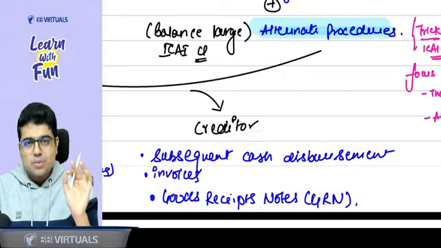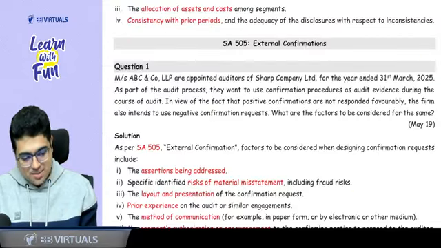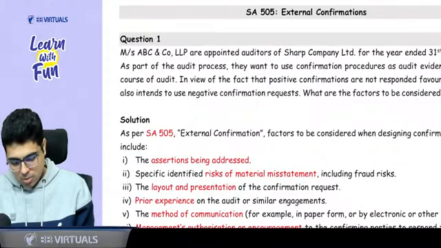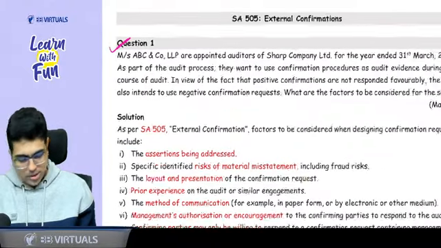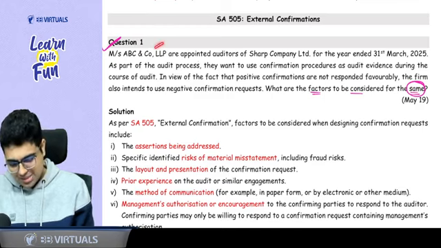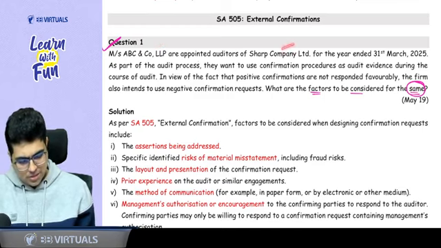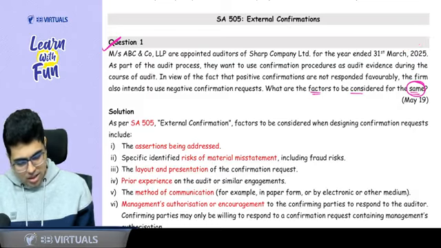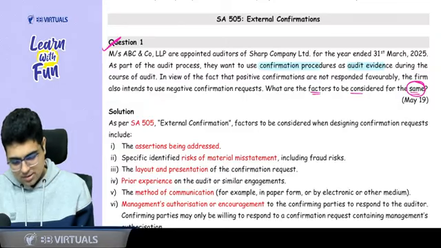Do you want to do some amazing questions? Yes, sir. Come to the question bank. Let's do first of all question number 1. Let's see what it says. What are the factors to be considered for the same? Let's read the whole question. Messrs. ABC and Company LLP are appointed as auditor of Sharp Company for the year ended 31st March 25. As a part of audit, they want to use confirmation procedures as audit evidence during the audit.